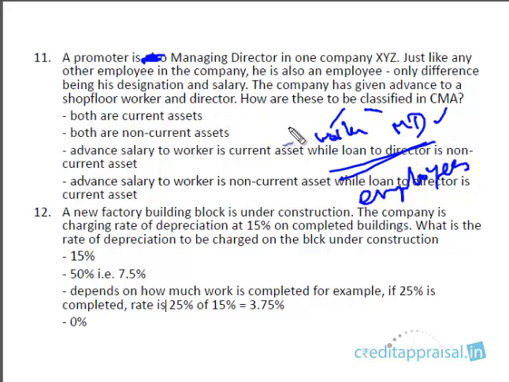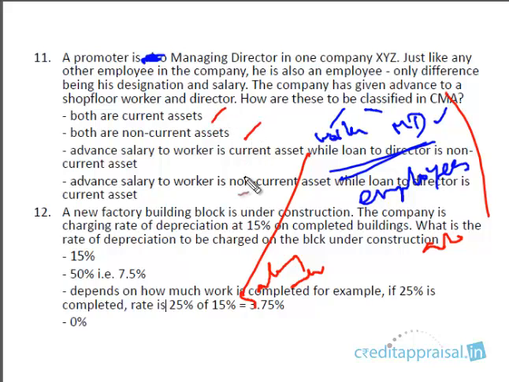The designation is different. Now the company has given an advance to both a worker and the director. The worker has been given some salary advance, and here also some advance is given. The question asks, how are these to be classified? Both are current assets, or both are non-current assets? Advance salary to worker is a current asset while loan to director is a non-current asset, or the other way around? This is something which we discussed earlier, right?